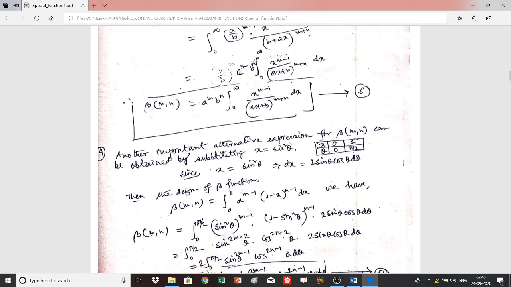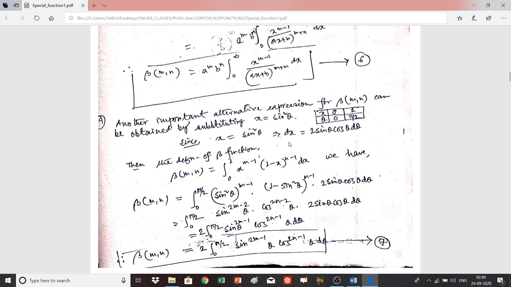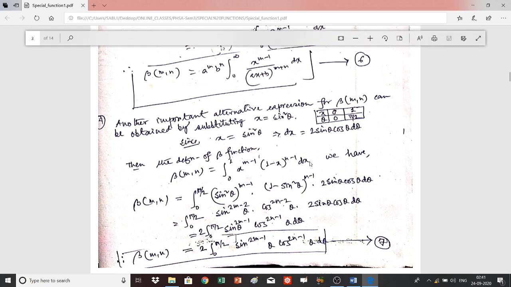Now come to another important alternative expression for beta function in the form of sine theta and cos theta. So just substitute x is equal to sine square theta. If you substitute x equal to sine square theta, then dx will be 2 sine theta cos theta d theta. And now use the definition of beta function which was given in equation number 1, that is 0 to 1 x to the power m minus 1, 1 minus x to the power n minus 1 dx. Now just substitute these values of x and dx.